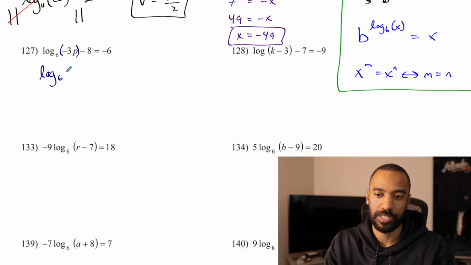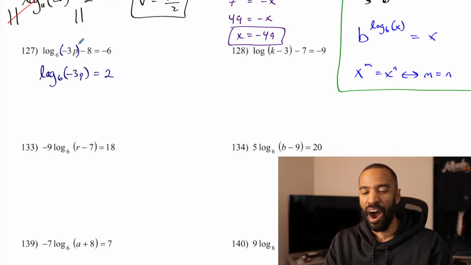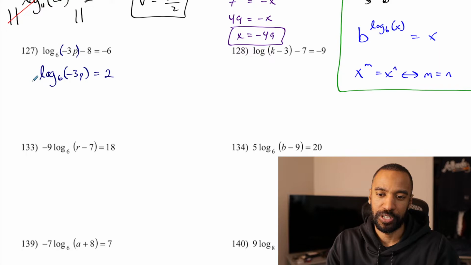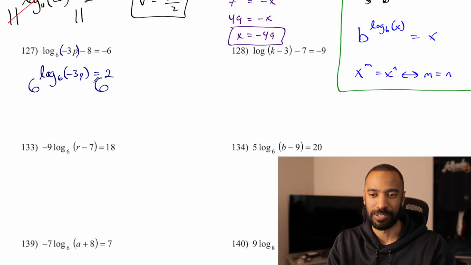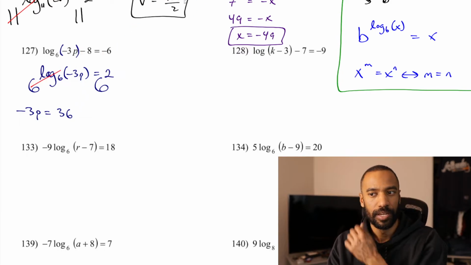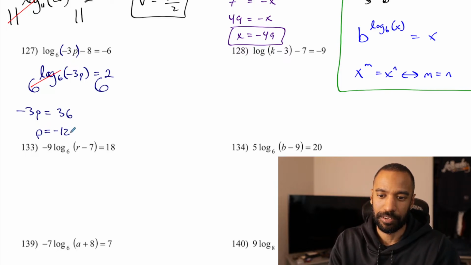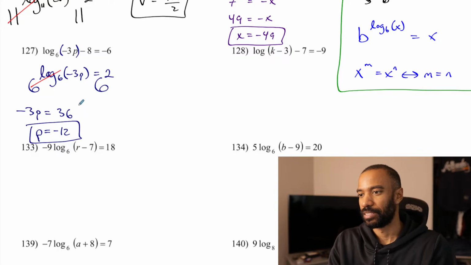So this will be log base 6 of negative 3p equals negative 6 plus 8. If you see the step, the magic step is converting. If I do this magically, you'll get negative 3p equals 6 squared, or 36, because of the cancellation here. Divide both sides by negative 3, and you get p equals negative 12. That's it.